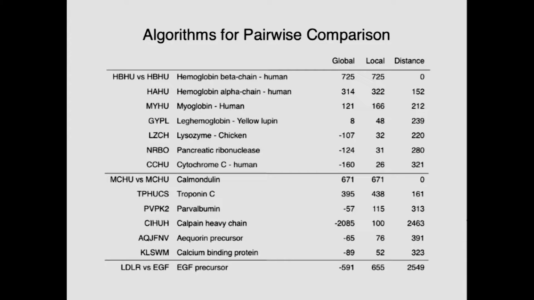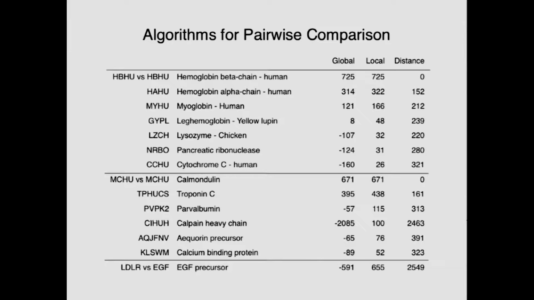Myoglobin is even farther away. And then we have leghemoglobin as a plant globin, and so on and so forth. Everything above this row right here are things that are homologous. But now we go into lysozyme and ribonuclease and cytochrome c. These are all things which are not homologous to globins.